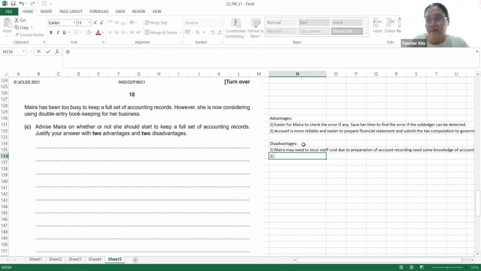Second is, what else can we talk about? Too busy for one person to prepare. Okay, disadvantage: due to the business having just started, it may not have so many transactions to keep track of or record.